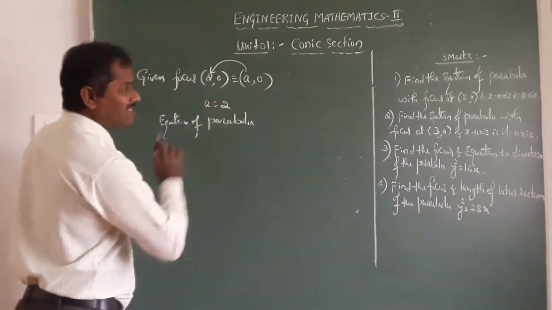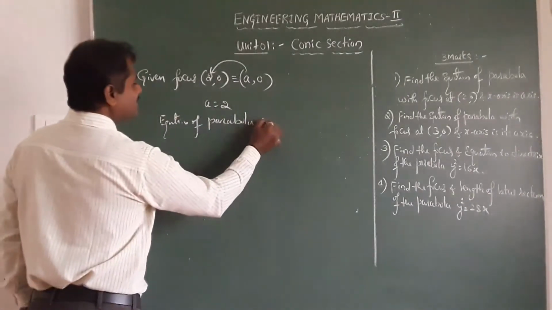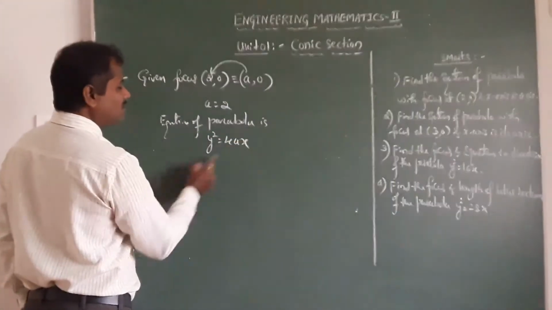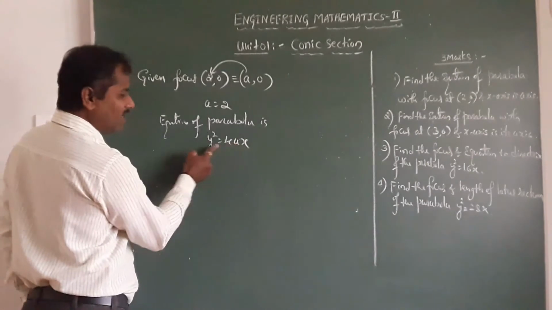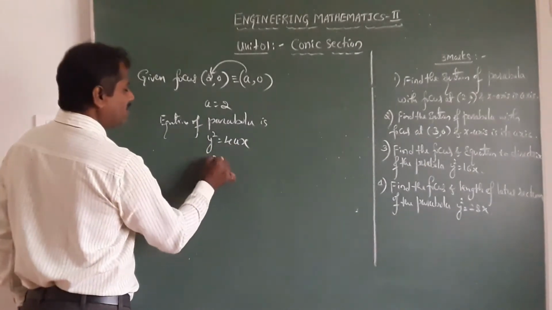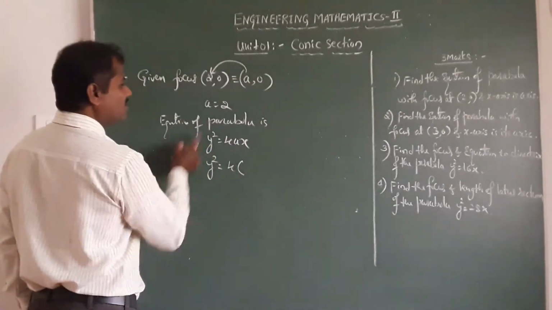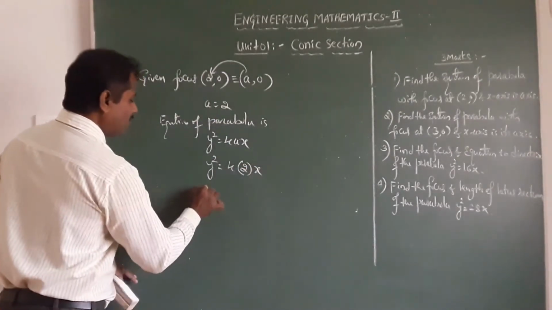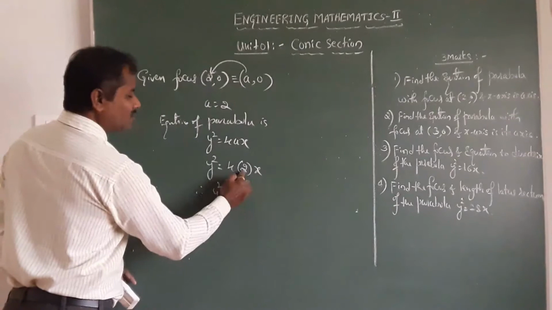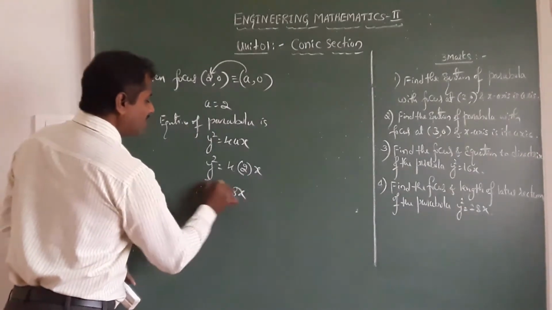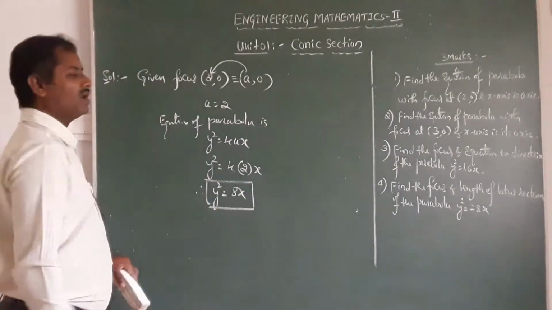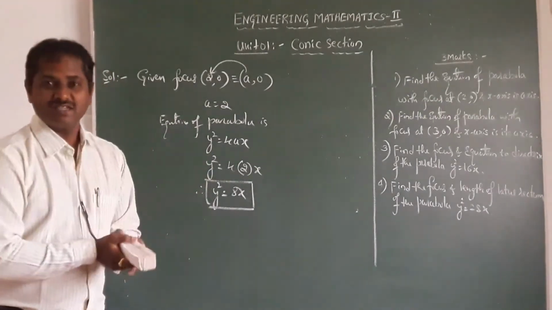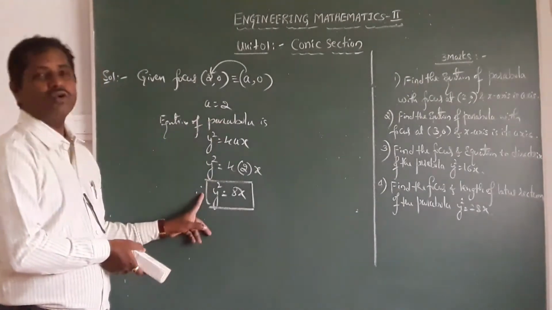Now, since the equation of parabola with the x-axis as axis is y square is equal to 4ax, we just have to substitute the value of a into this equation. So y square is equal to 4 into a, which is 2, into x. Therefore y square is equal to 8x, and this will be the required equation of the parabola. Dear students, this is very simple for your examination and it will be very important also.